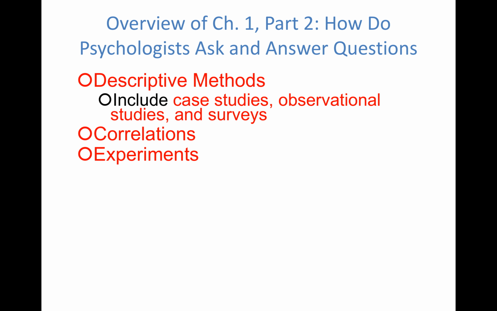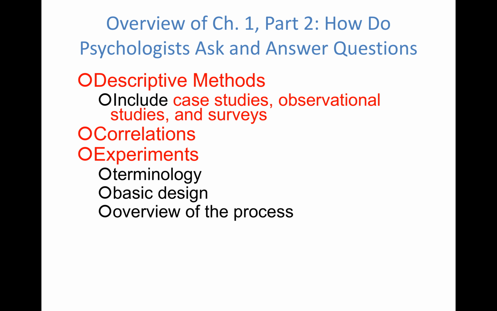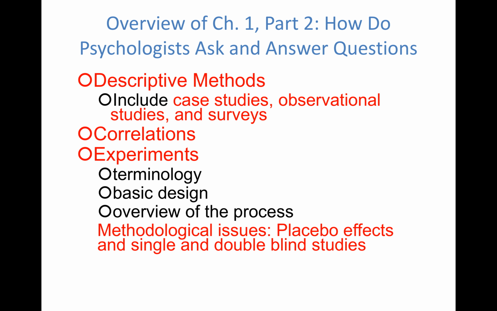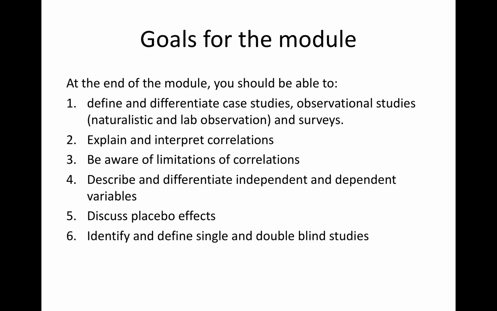And then we'll talk about experiments, which are the only designs where you can talk about cause and effect of human behavior. So we'll go over some basic terminology with experiments and cover just a really basic design. Hopefully by the end of that discussion, you'll have a nice understanding of the overview of the process of experimentation. We'll also briefly discuss placebo effects and why they're a problem in certain kinds of experiments and how we remedy placebo effects with single and double-blind studies.